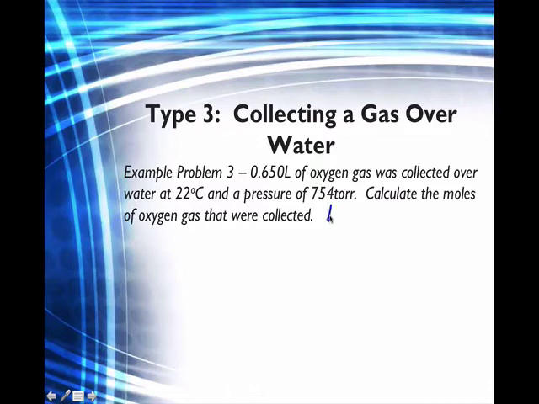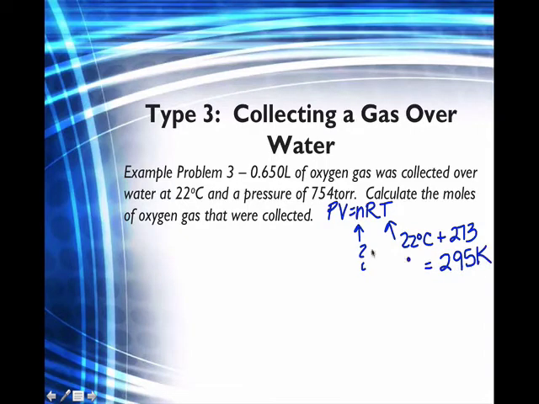Well, the first thing, I know I'm going to have to use PV equals nRT to calculate the moles. So that's what I'm going to be looking for. I know the temperature. The temperature is 22, but I want to convert it to Kelvin, so I'm going to add 273. So that's going to become 295. R I can pick out based on torr. I'm going to use the millimeters of mercury one, so 62.36. The pressure, though, is where I need to watch out. So my total pressure is 754. That's with the water and the oxygen gas. I need to subtract out the water.